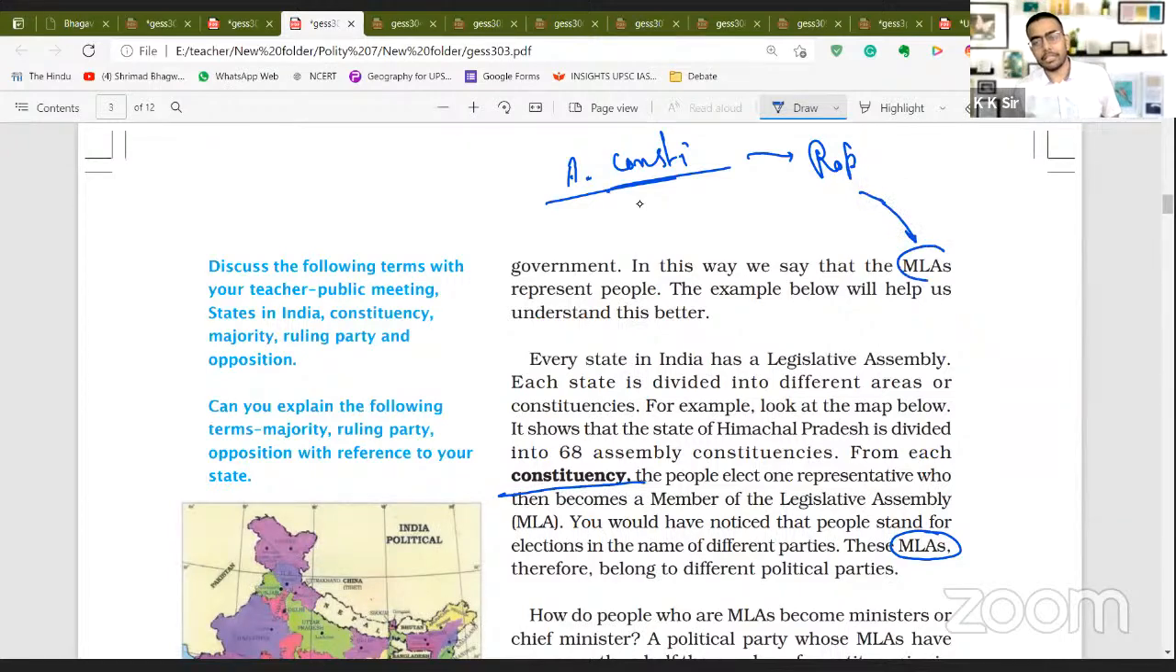This MLA is a member of the legislative assembly. Legislative means something related to law. So the assembly where laws are created is the legislative assembly. And if someone is a member of that legislative assembly, it means he takes part in the creation of laws. So you elect your MLAs basically for the purpose of making laws.